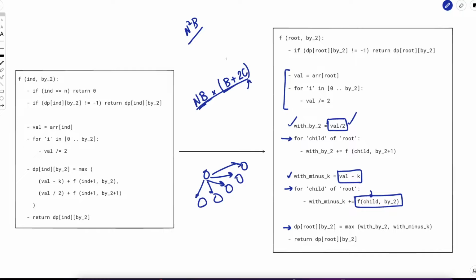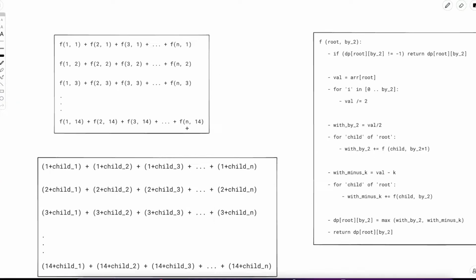But if you actually look at it closely and try to find the amortized time complexity of this expression, this will actually come as n into b square. So I would strongly encourage you to pause and try to actually derive the amortized time complexity by yourself. We have done this multiple times in this channel in the past, so if you are following, you should be able to derive it by yourself. So this is how you will derive.